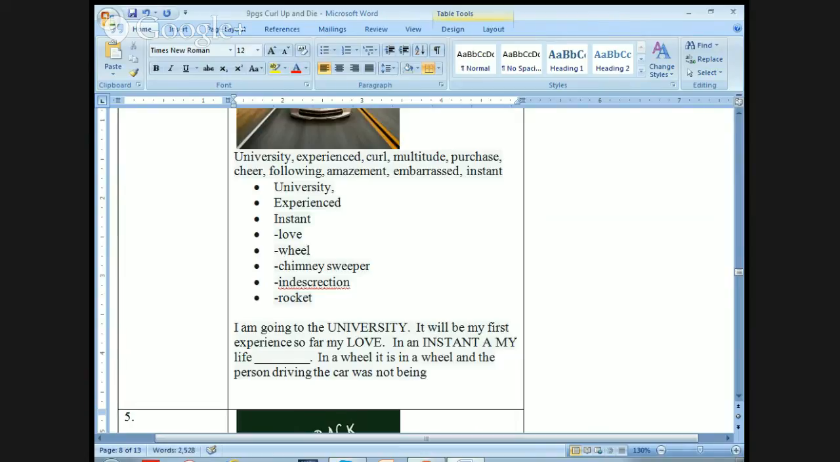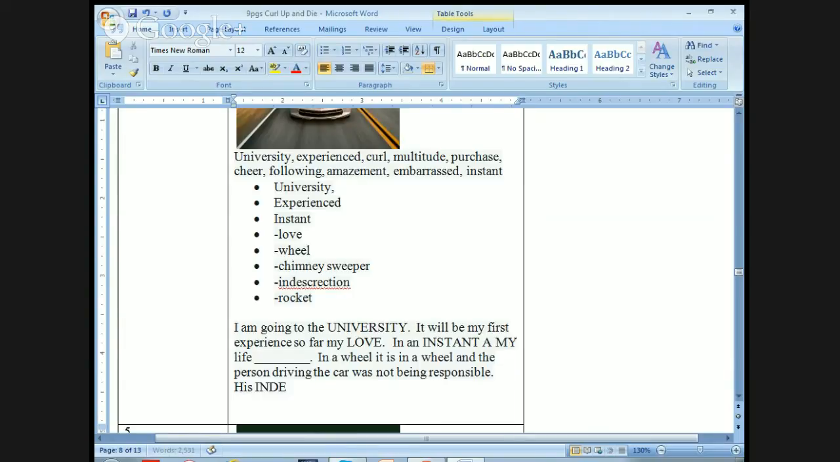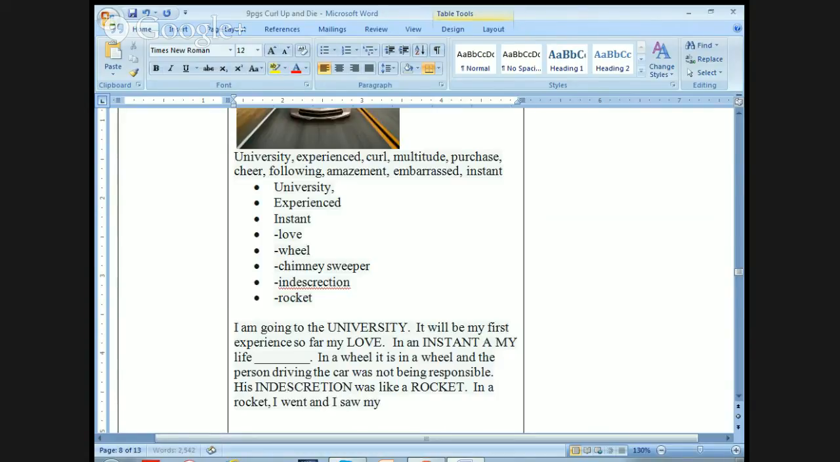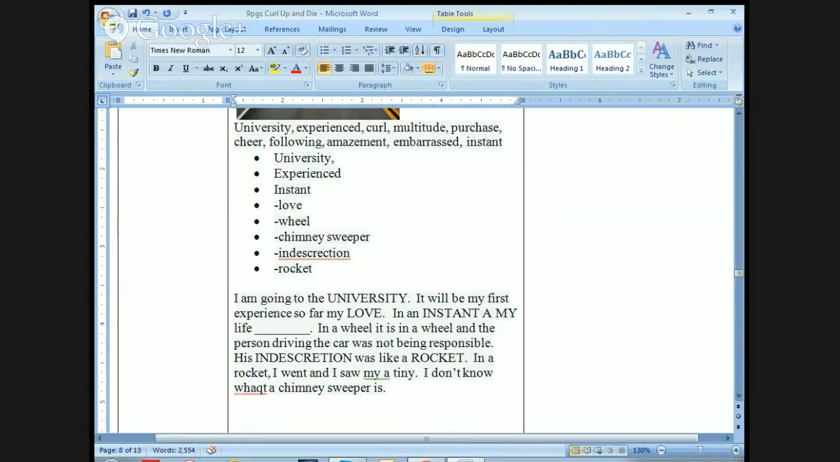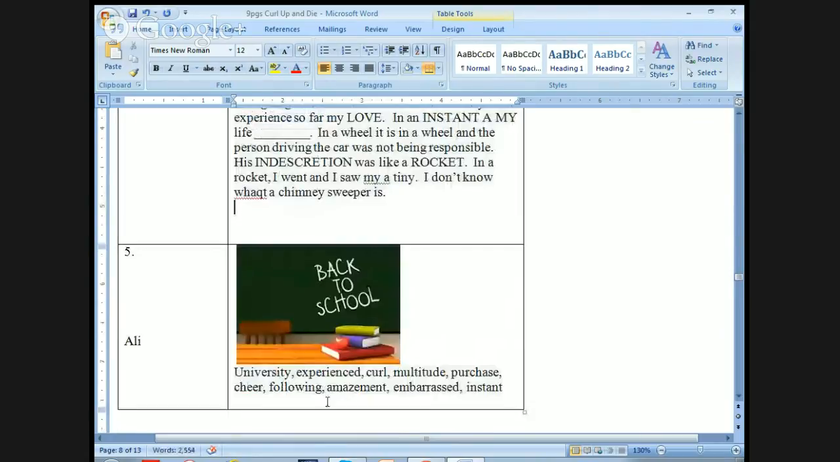Driven in a car. In a rocket. I went to a rocket, and I see my chimney sweeper. A chimney is a chimney, but what is a sweeper? Okay, continue if you don't know. I don't know what a chimney sweeper is. Okay, all right, we'll stop there. You did okay.